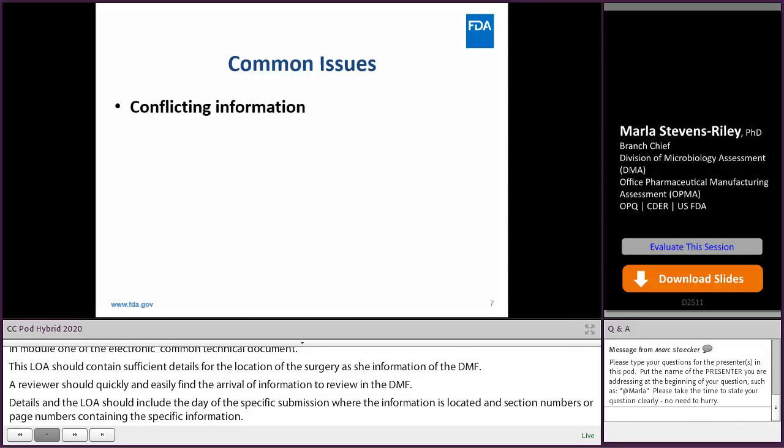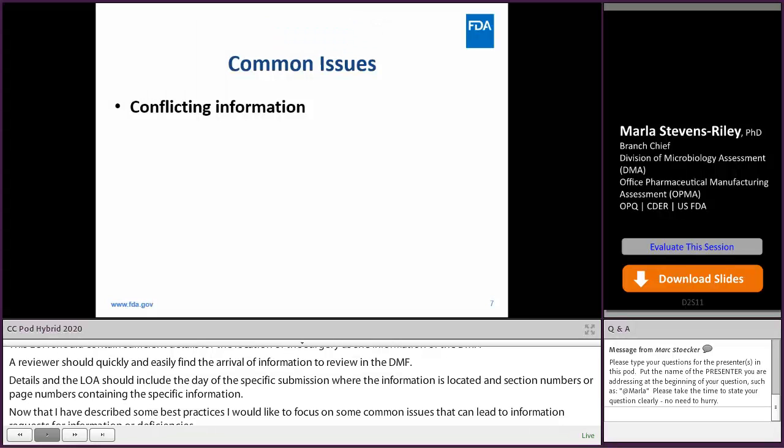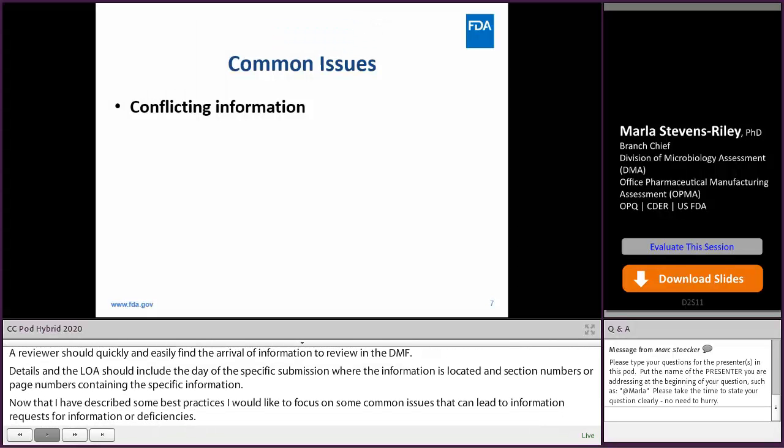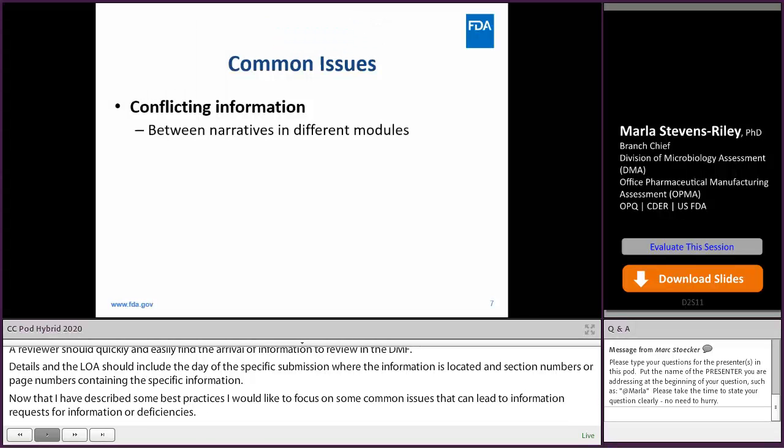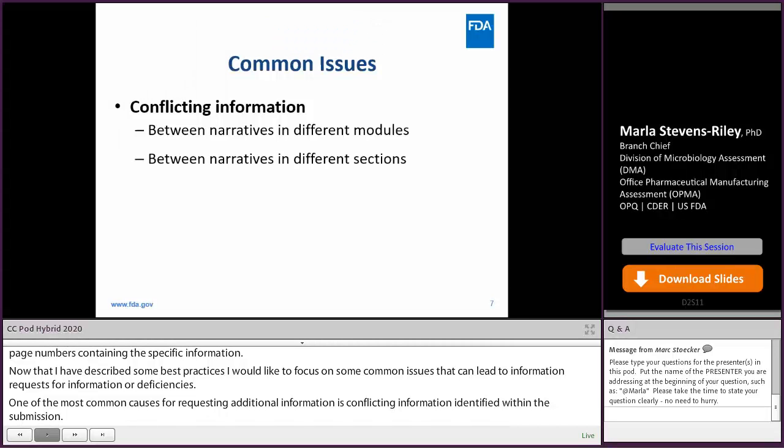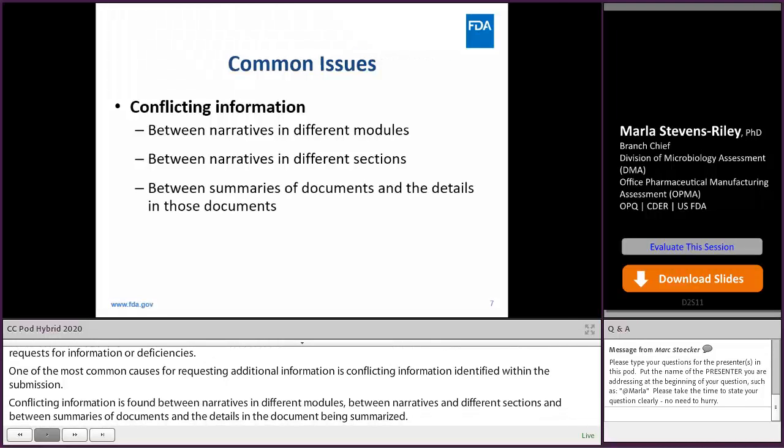One of the most common causes for requesting additional information is conflicting information identified within the submission. Conflicting information is found between narratives in different modules, between narratives in different sections, and between summaries of documents and the details in the document being summarized. These documents can be validation or qualification reports, standard operating procedures, or diagrams.